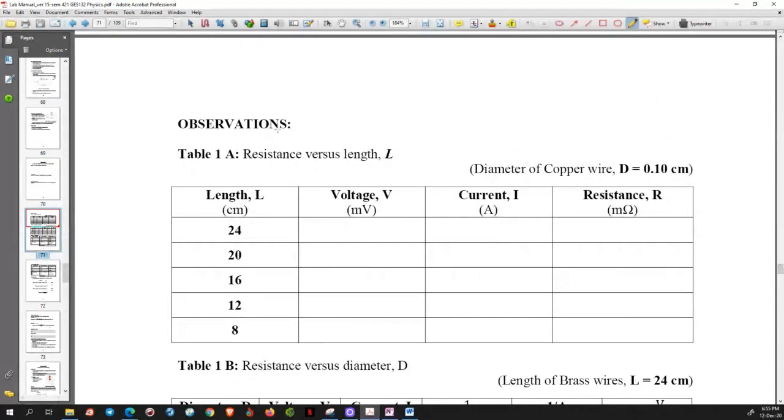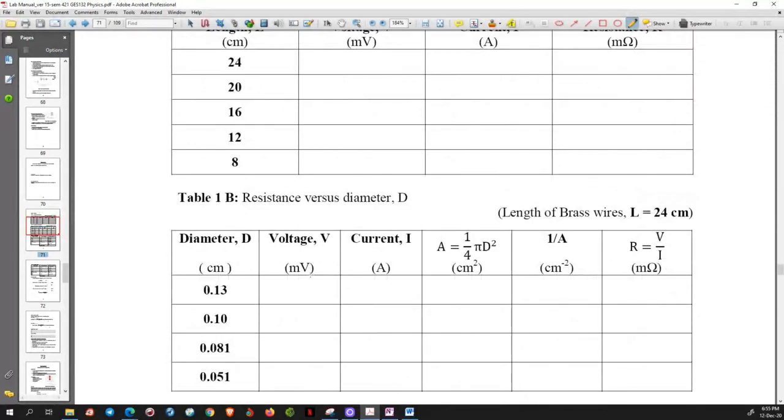If you get only 1 wire, for sure it is copper. And try not to complain and say, teacher, the diameter is not given. The diameter will be given for you. So if you have only one wire, it is copper. If you have 4 wires, 1, 2, 3, 4, that means you have brass. And the length is given, 24 centimeters. Clear?